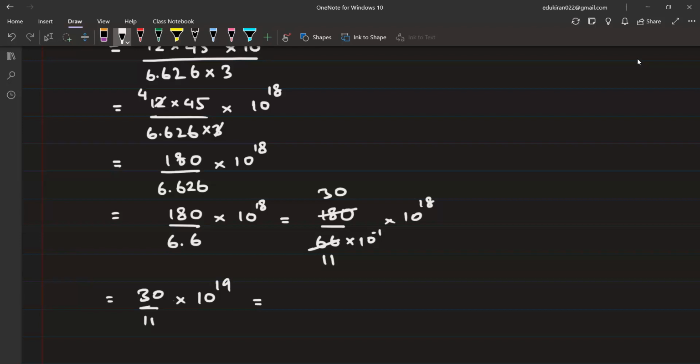Now this will be equal to how much? 11 2s are 22. Remaining is 8. So 0.7, then it will be again 27, 27, 27, 27, like this. So 2.72 into 10 to the power 19 quanta. This many quanta will be there.